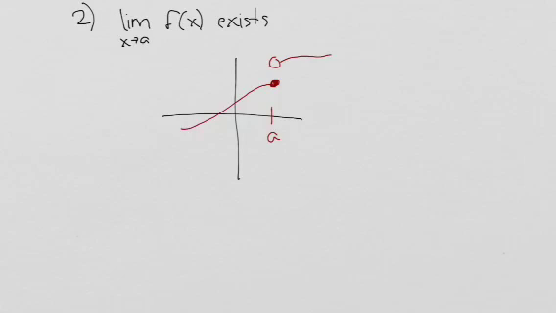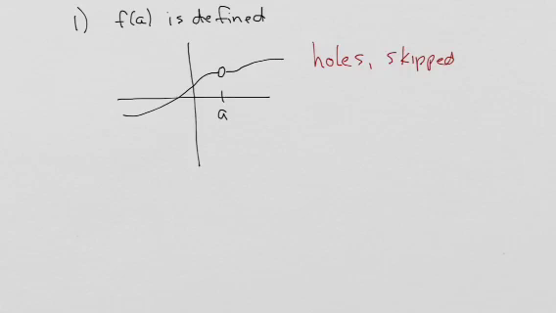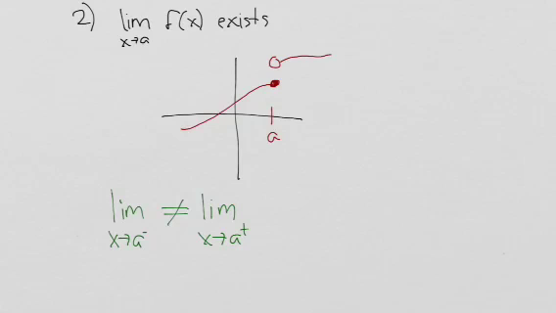All right, second rule. The limit as x approaches A of f of x exists. So for this one, what's happening is the limit as x approaches A from the left-hand side does not equal the limit as x approaches A from the right-hand side. That's why the limit doesn't exist. Now, in this one, remember rule 1, f of A is defined. So f of A is defined at this point. So it fits rule 1, but it doesn't fit the second rule because, again, the limit from the left would be different from the limit from the right.